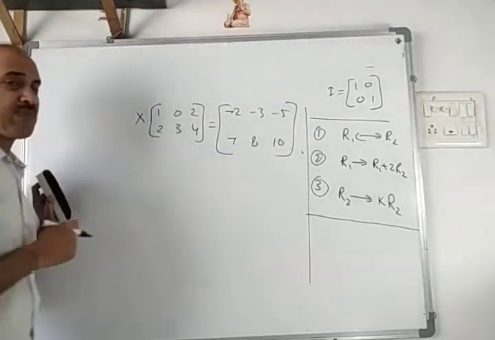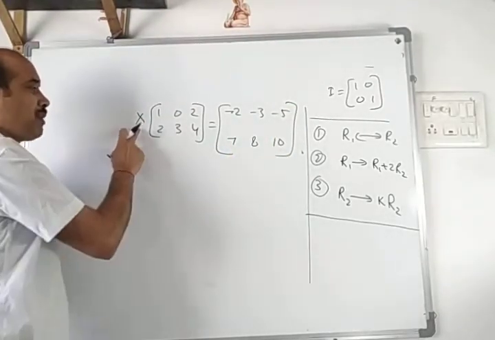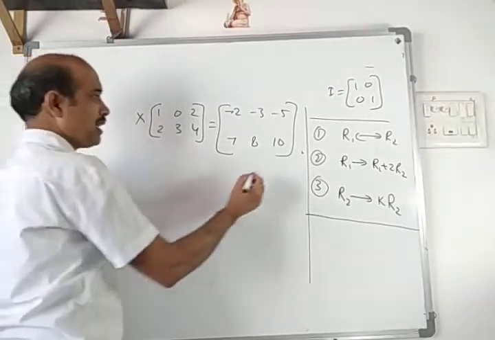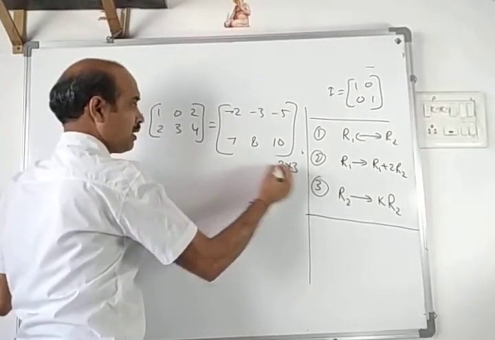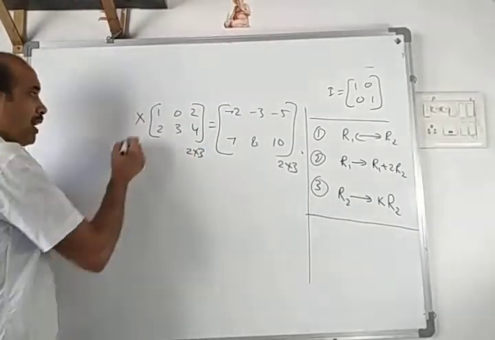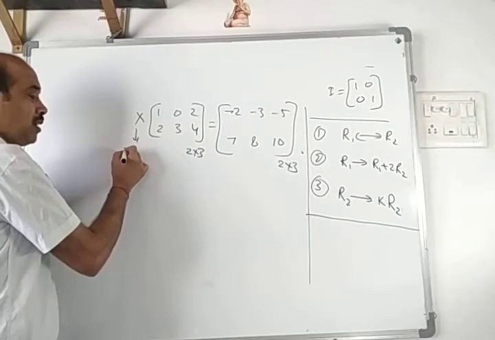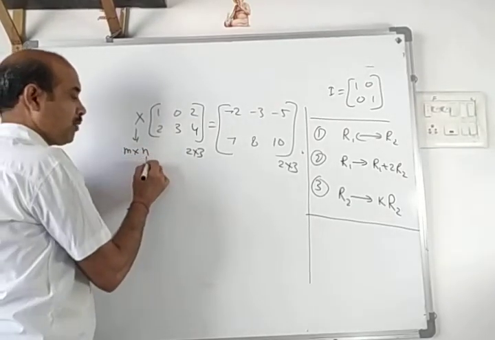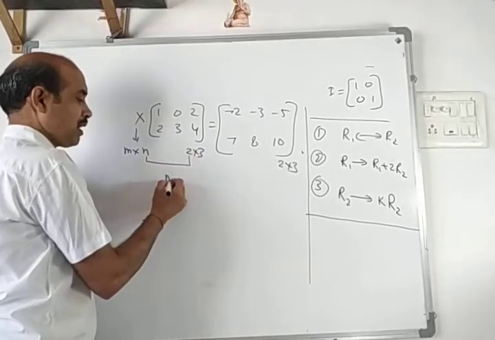Find X. You have to find a matrix X if it is given to you. So firstly write the order. Its order is 2 by 3. Its order is also 2 by 3. Now let this order be M cross N. Then with the help of the first condition of multiplication, N must be 2.